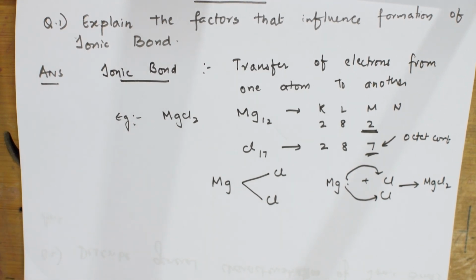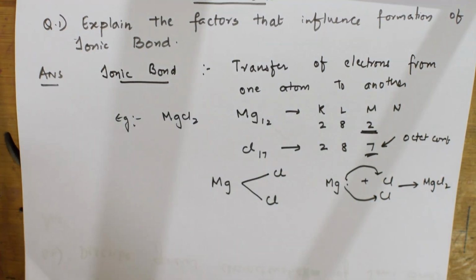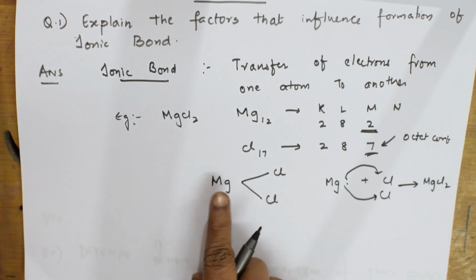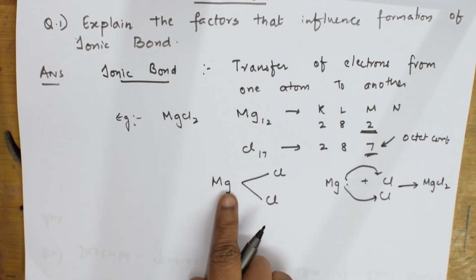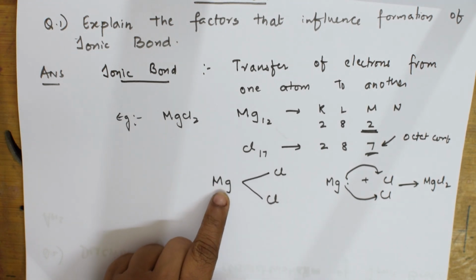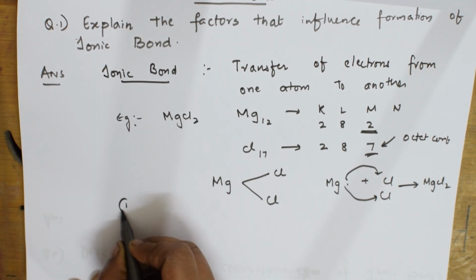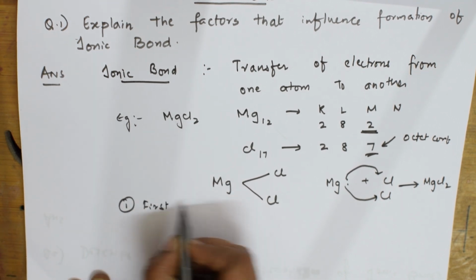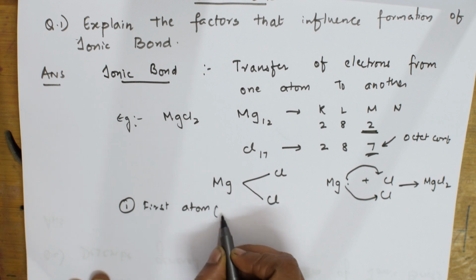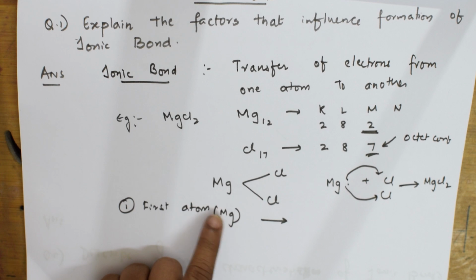Yes. Now, what is important? They've asked, explain the factors that influence the formation of ionic bond. For an ionic bond to form, there are 2 important things you have to remember. First, the atom which is donating. This one is donating, this one is accepting, isn't it? Let me write this as the first atom. The first atom, which is donating, is magnesium. Always, this magnesium should have lower ionization energy.